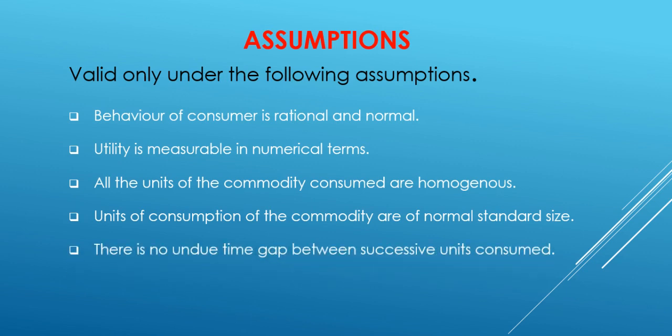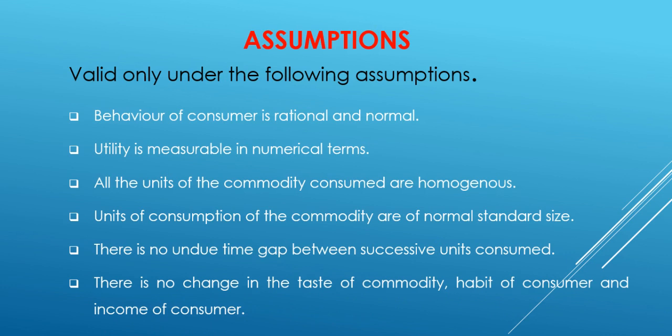There is no undue time gap between the successive units consumed. It means units of the commodity should be consumed one after another. There should be no time gap, such as 15 minutes, half an hour, one hour. It should be consumed one by one. If one is consumed, the second should be taken for consumption.